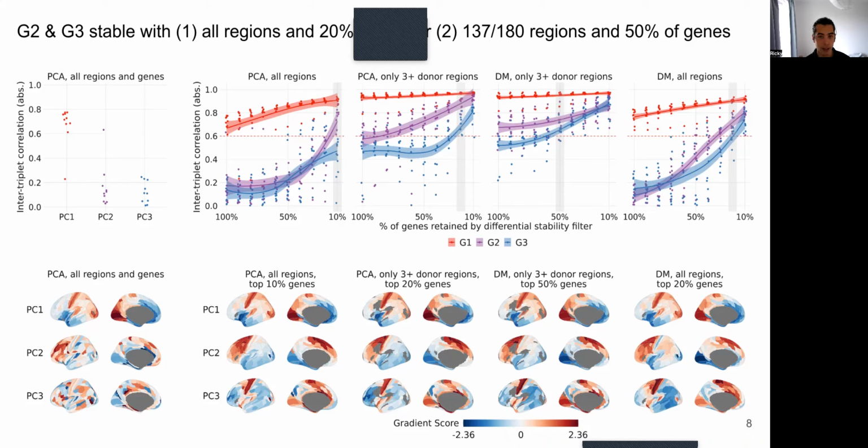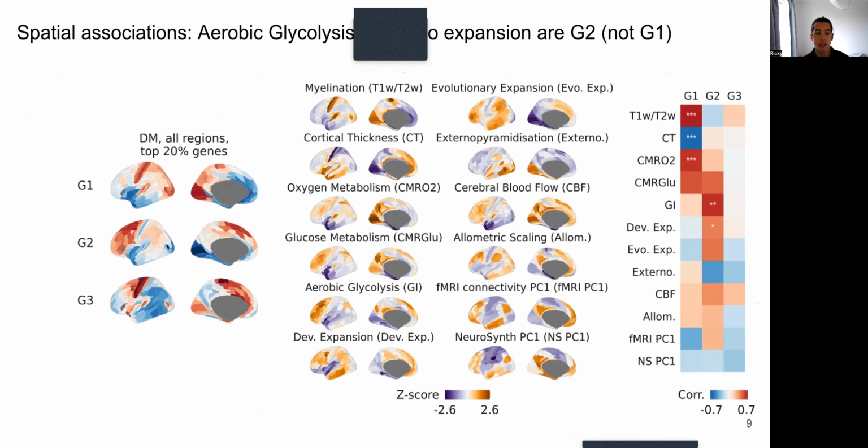So do these gradients actually mean anything? Well, the first thing was we looked at the smooth maps and asked if they're similar to any of the important imaging maps that are commonly studied in the literature. So here's a set of imaging maps that was published in various reviews.